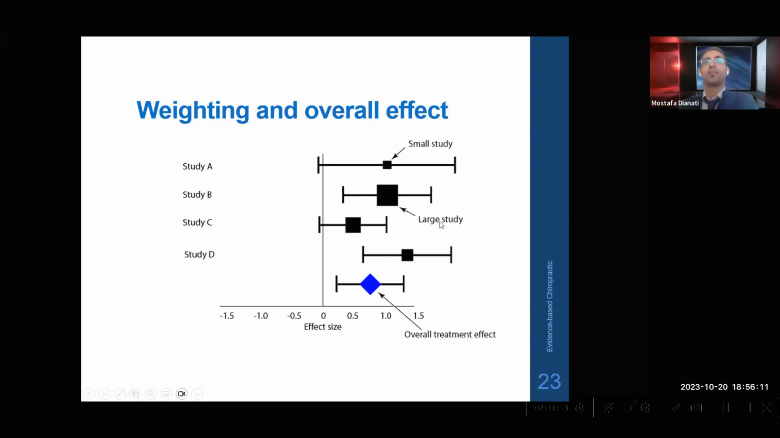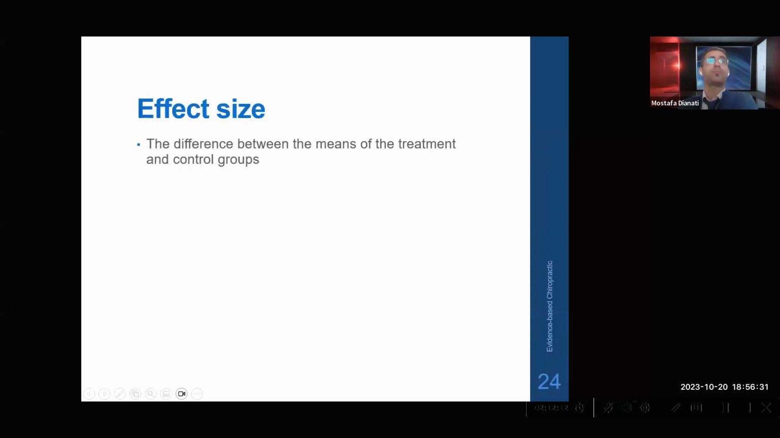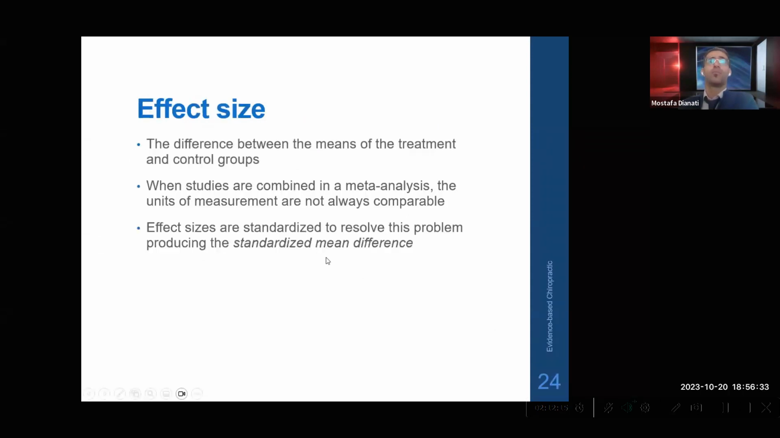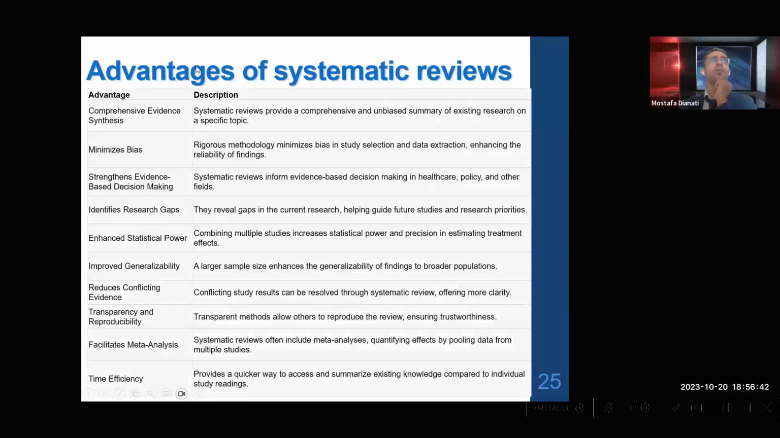Yes, a small study, a larger study, and the overall treatment effect. This number is, for example, 0.7. As I showed, if this one crosses this line, it is not statistically significant. I already mentioned, what is the effect size? The effect size is, for example, a relative risk ratio, odds ratio, and so on.